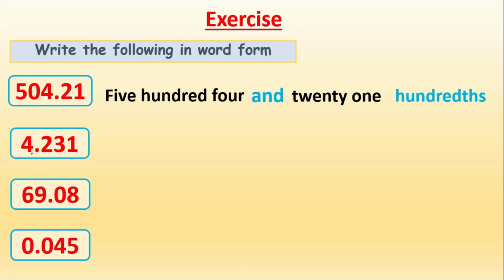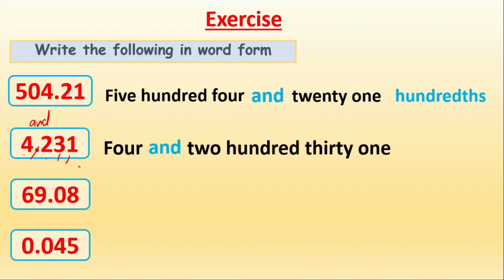Next one: 4.231. Okay, replace the point by the word and write the digits. 4 refers to 4 in the whole part, and 231. The place value of the last digit is thousandths, so write thousandths.